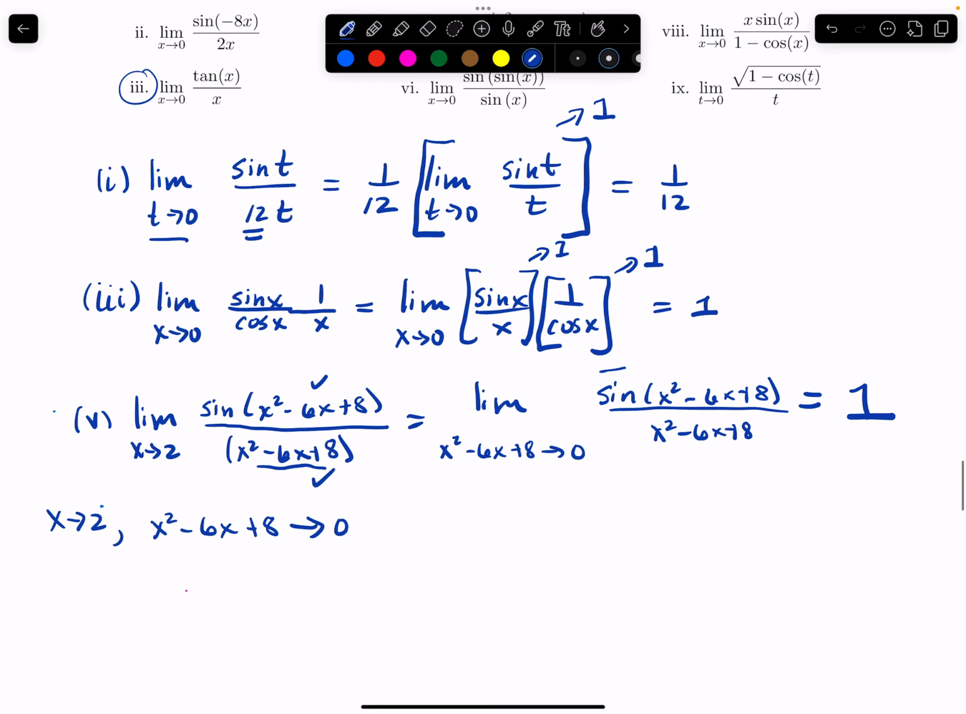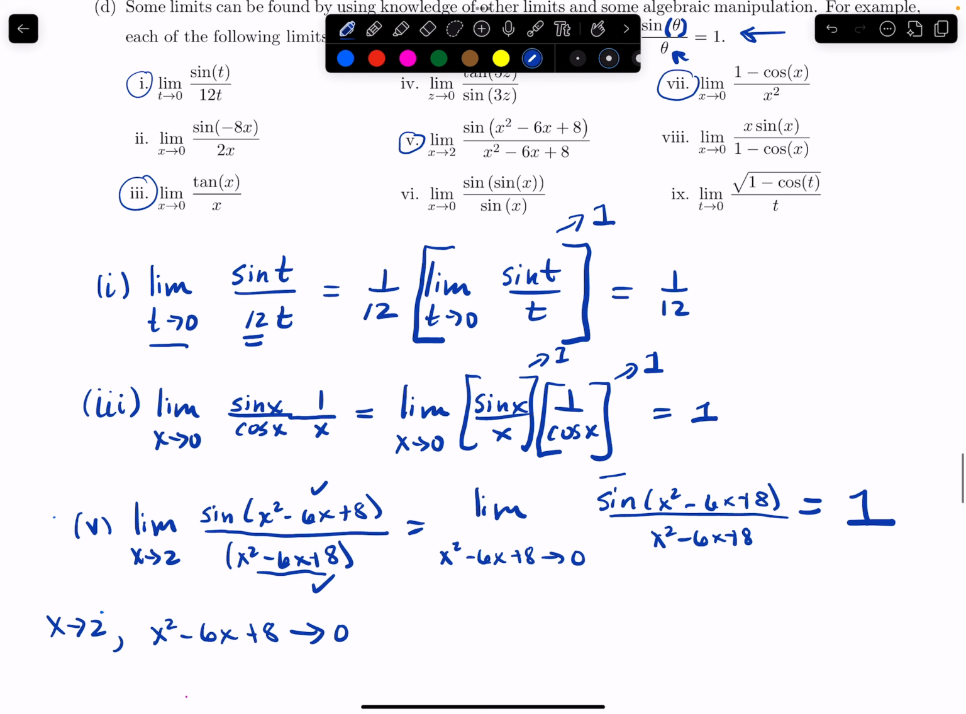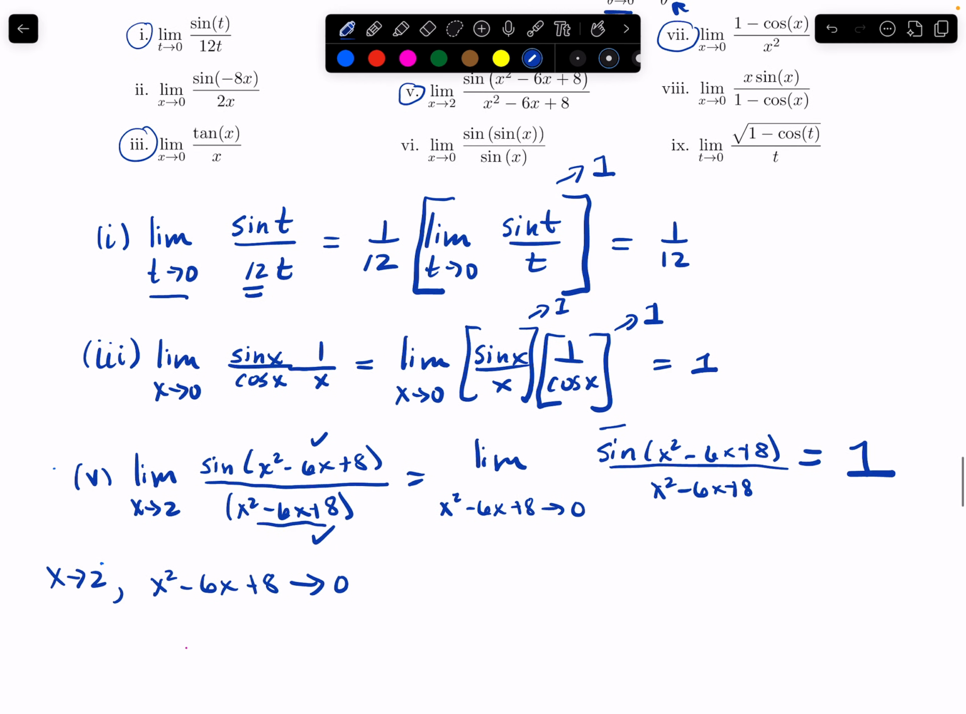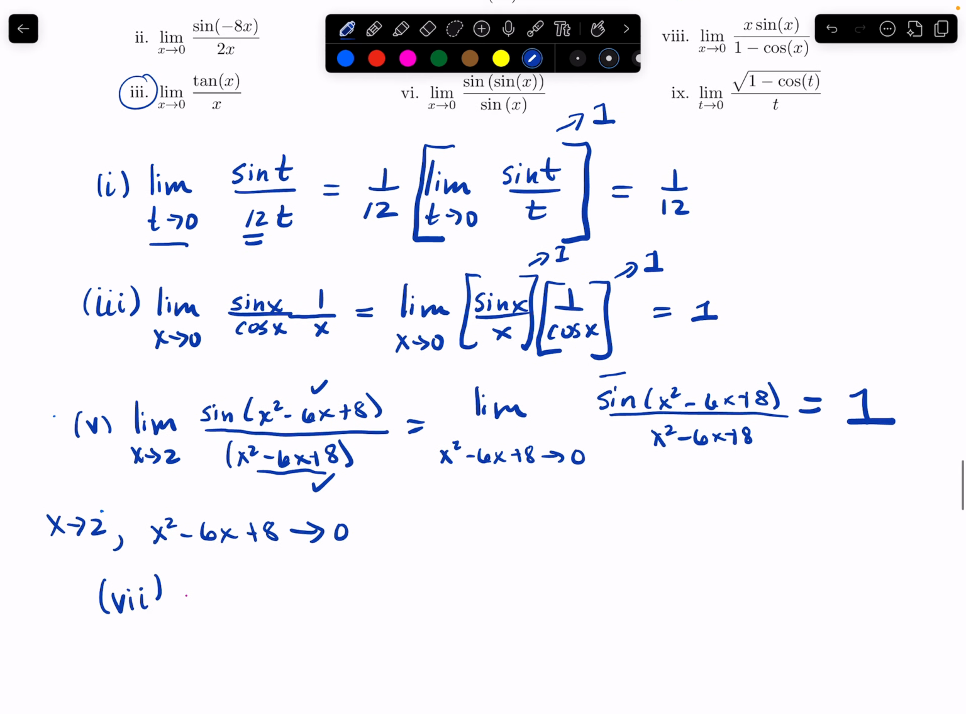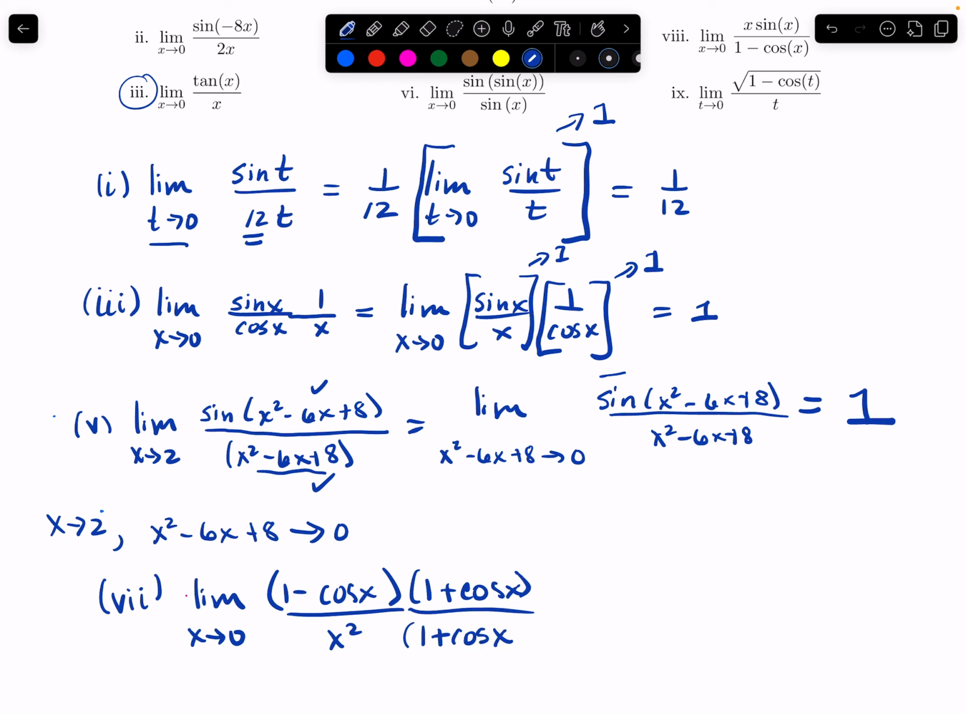All right, let's look at this last one here. 1 minus cosine x over x squared. So we still want that sine in there, but I feel like we have a conjugate situation. So let's rewrite it down here. The limit as x goes to 0 of 1 minus cosine x over x squared. Well, we want to get a sine in there, so we're going to multiply by the conjugate, 1 plus cosine x on top and bottom. That's just multiplying by 1.